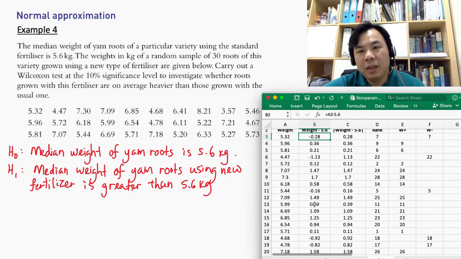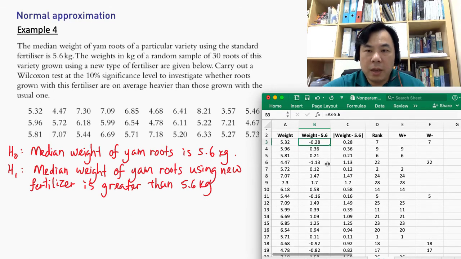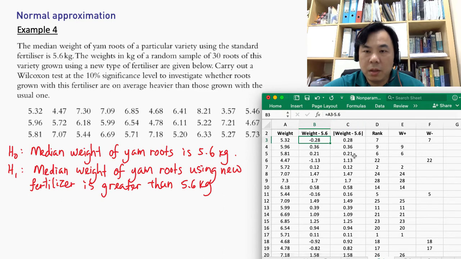Next, we're going to obtain the absolute deviations. Next, we're going to rank them, as usual. And after that, we partition them into the positive ranks and the negative ranks.